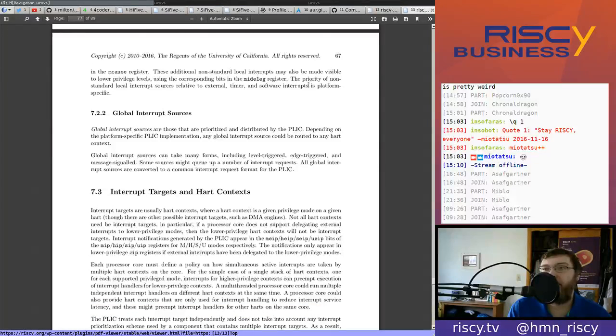These additional non-standard local interrupts may also be made visible in the lower privilege levels using the corresponding bits in the MIDELEG register. The priority of non-standard local interrupts relative to external timer and software interrupts is platform specific.